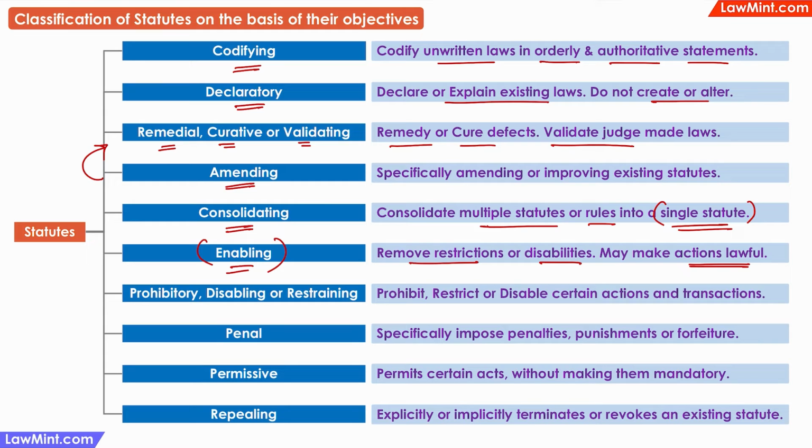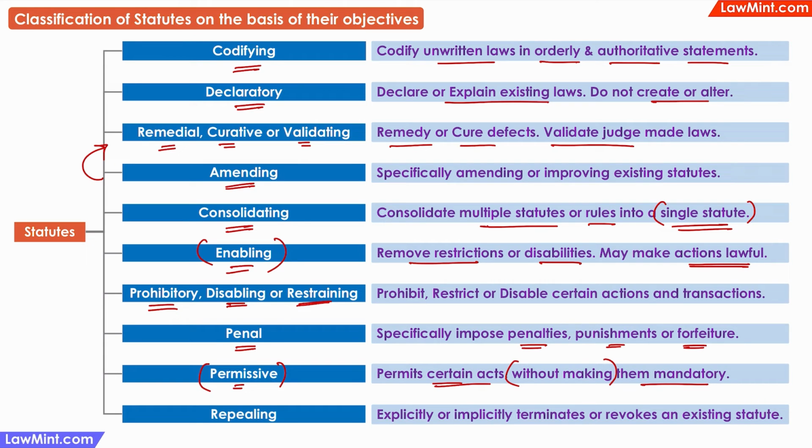Many statutes have prohibitory, disabling, or restraining objectives. For example, the Child Labor Prohibition and Regulation Act of 1986 specifically prohibits children from being employed in several sectors or industries. Penal statutes like the Indian Penal Code specifically impose penalties, punishments, or forfeiture. Permissive statutes permit certain acts without making them mandatory. For example, the Right to Information Act grants citizens the right to access information that is under the control of public authorities. From a citizen's perspective, it is permissive because it allows citizens to seek information, but it does not make it mandatory.